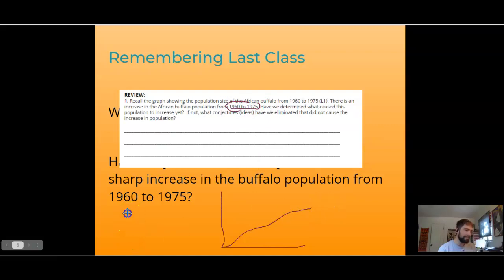And we've been exploring a few reasons why. We looked at climate. We looked at their food. And now we're thinking about predators today. But this is kind of review, so review your notes and go ahead and write them down there.